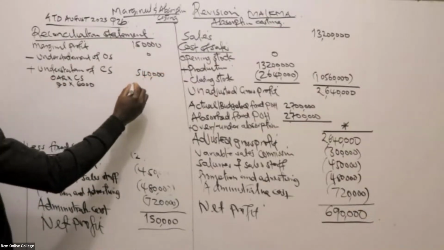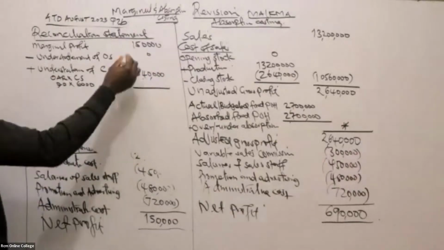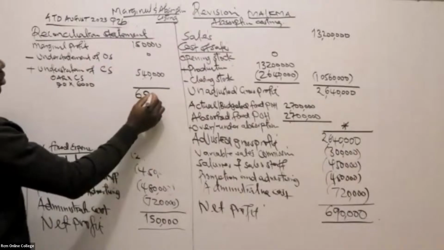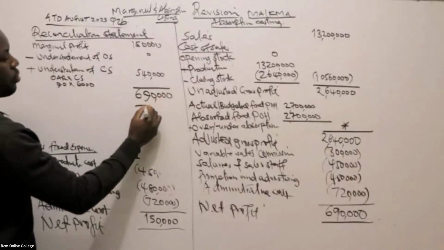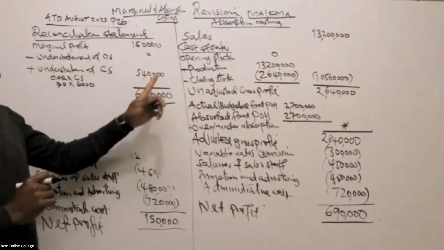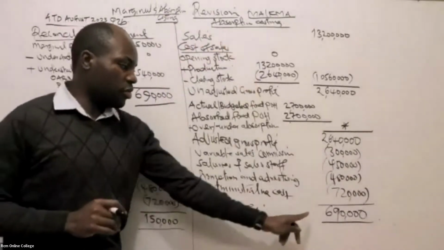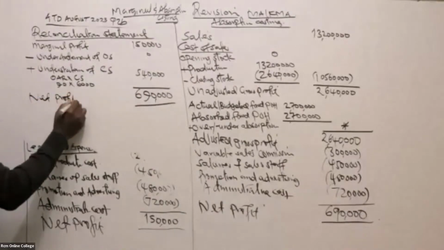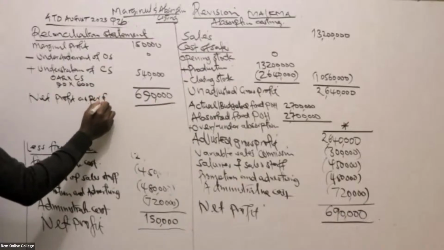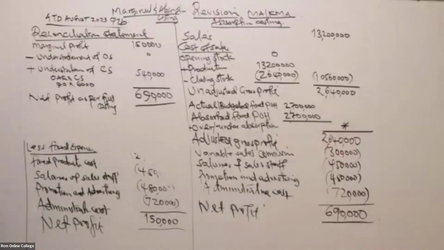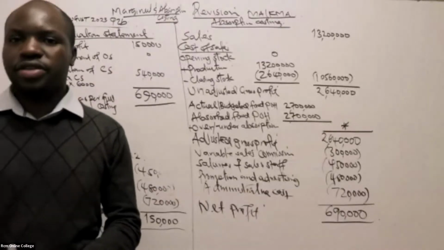Remember, we are adding. So when you add, what are you getting? 150 plus 540 will give us 690,000. Did you manage to get this 690,000 anywhere under the two methods? Yes, the 690,000 is our net profit as per absorption costing, or full costing methods. That's how you prepare a reconciliation statement.